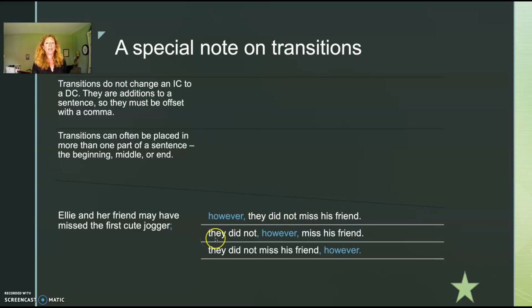You could also say they did not, comma, however, comma, miss his friend. Or you could say they did not miss his friend, comma, however. So I just wanted to show you that you can place the transitions, not all of them, but most of them, most of the time, in different positions. It's really popular to use these with words like for instance, for example, okay, those can easily be put in different areas of the sentence. So give it a try, do something different.